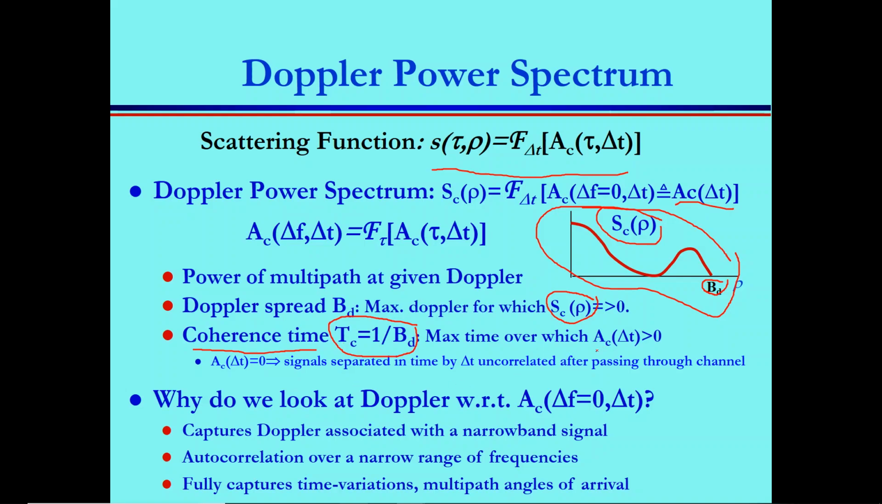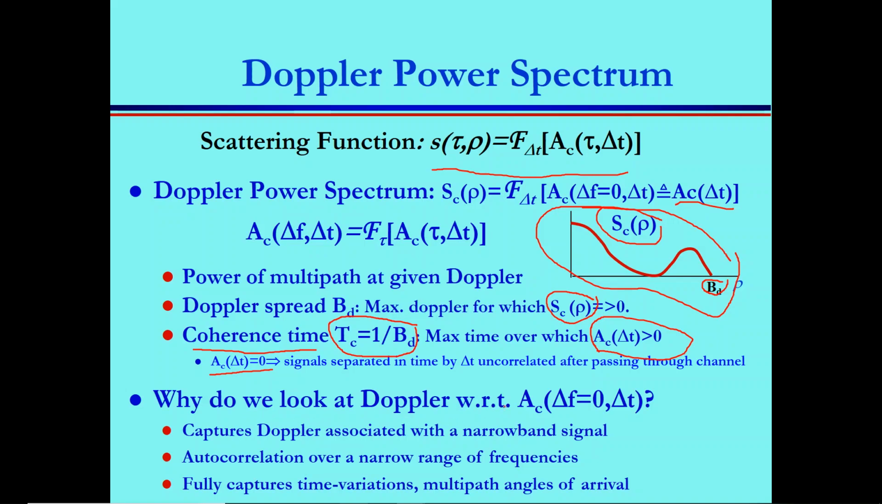Maximum time over which, mathematically, I just said it in words, but this is by math. The autocorrelation over time is greater than 0. This is the coherence time. When it's exactly equal to 0, signals separated in time by delta t are uncorrelated after passing through the channel.